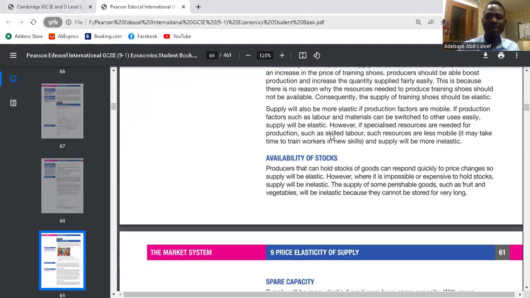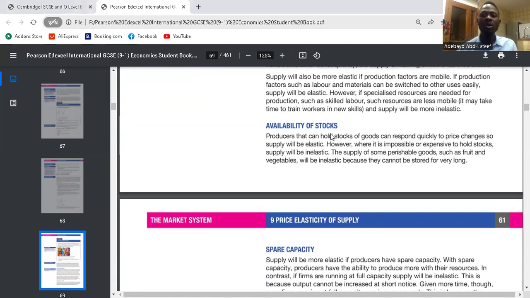The second one, availability of stocks. Producers can hold stocks of goods. Producers that can hold stocks of goods can respond quickly to price changes. So price supply will be elastic. Stocks, inventory. If you have the ability to keep a lot, as soon as price changes, you can respond to that change because you have it already. But if you don't have the capacity to hold stocks, then whatever happens to price, you don't even have the product. So having the product available allows you to respond to change in price. Is it clear? That's the second one.